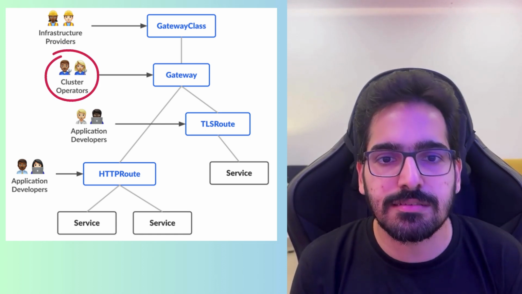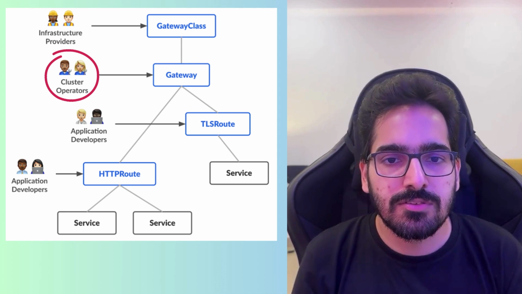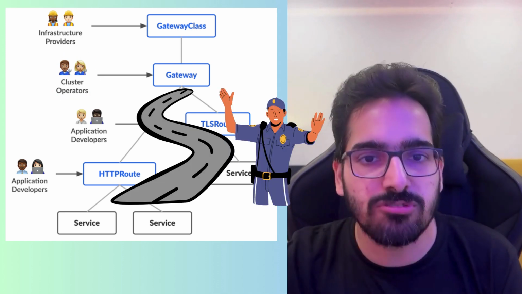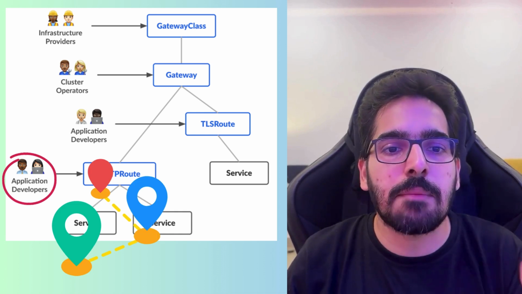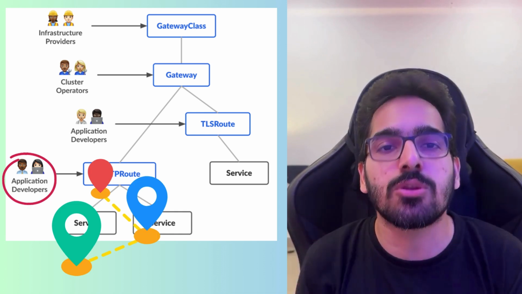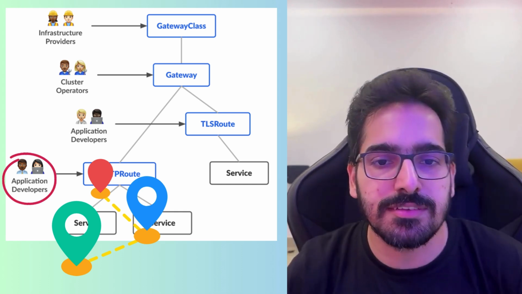The cluster operators create the gateway. The gateway is the way that tells you how the traffic flows to the services. And third, the application developers, who are developing the applications, will be creating the routes. Routes define how the gateway to the services are mapped.